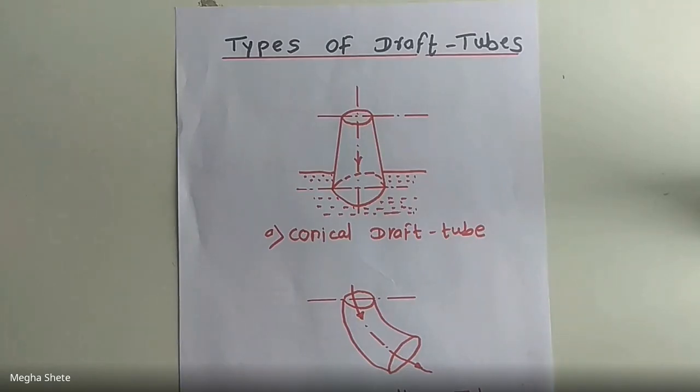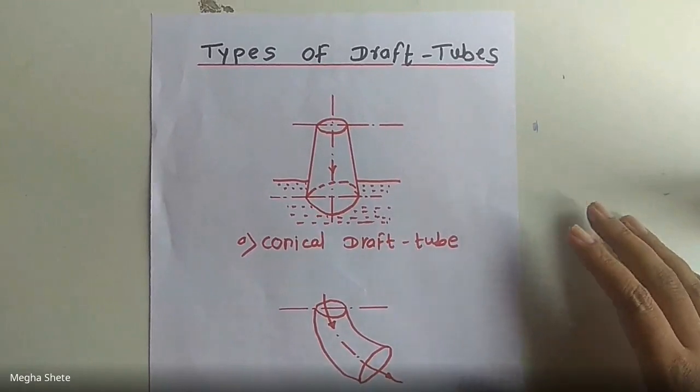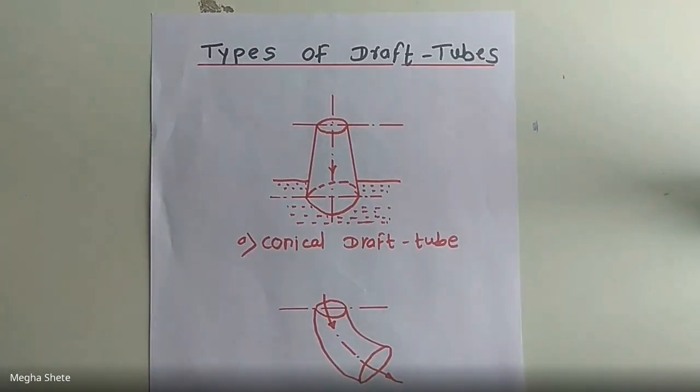Good afternoon, everybody. In the last lecture, we have seen a numerical on the Francis turbine. Now, in this lecture, we have to start our new point, that is regarding the draft tube. Now, what is the draft tube?